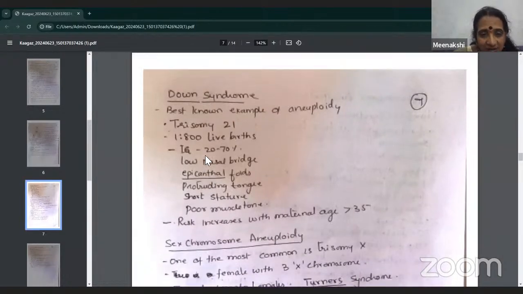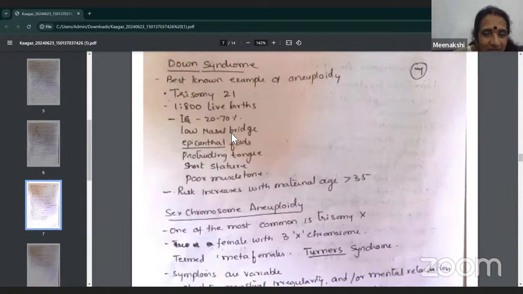When you talk about Down syndrome, it is the best example for aneuploidy, trisomy 21, where 1 in 800 live births will be a person with the trisomic condition. The IQ level will be between 20 to 70. They have a low nasal bridge, epicanthal folds, protruding tongue, short stature, poor muscle tone. These are all the conditions you see in trisomy 21.